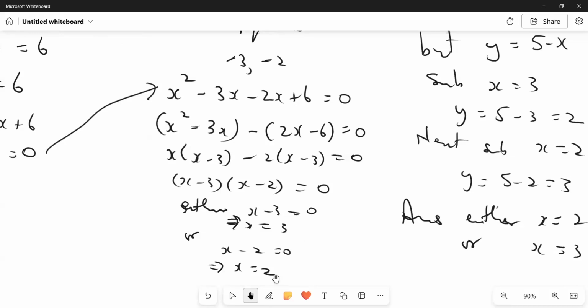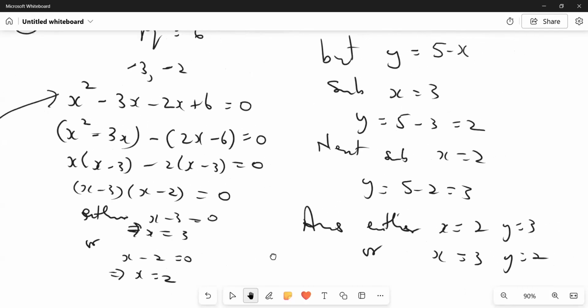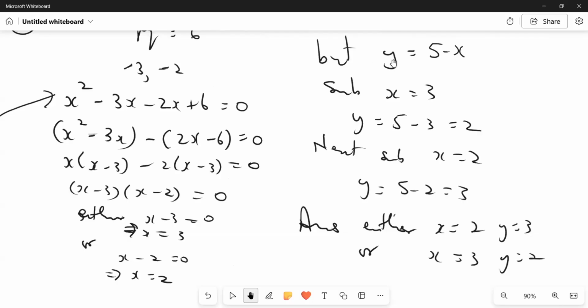I need to find the corresponding y values now, and that's what I'm doing here. I know y is equal to 5 minus x. So we use x equals 3, and I find a corresponding y value of 2. Next, I substitute x equals 2, and I find a corresponding y value of 3. So these are all my solutions: either x equals 2 and y equals 3, or x equals 3 and y equals 2.